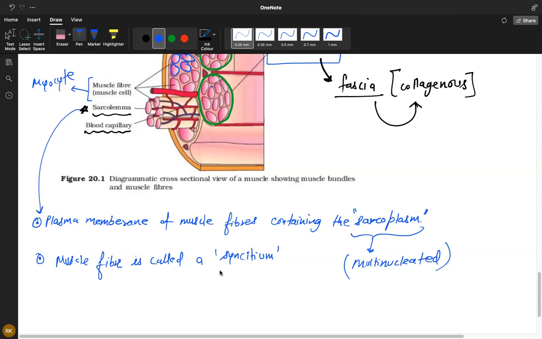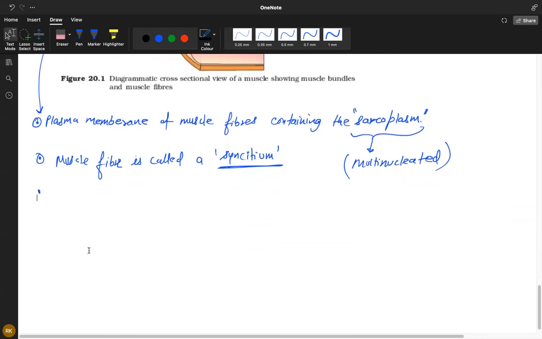I think this is the correct spelling. Okay. Now, in this sarcoplasm, a characteristic feature is that there are small filaments. Just like these fibers are called myocytes, the filaments present in the muscle are called myofilaments or myofibrils. So let's also write what is myofibrils. These are just words that you should know. Myofibrils.